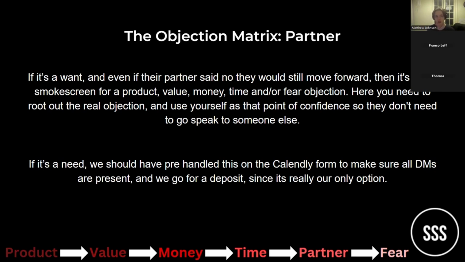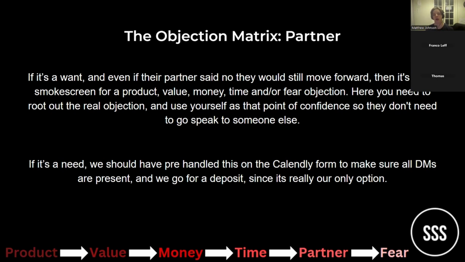Okay, here what you need to do is root out that real objection. And what they're doing with the want is they're wanting to get the confidence from their partner saying yes, right? That's why they're saying this. And so what you need to do is find the real objection and use yourself as the point of confidence, so that they don't need to go speak to the wife or the business partner, right? Make yourself be the absolute pillar of confidence, okay?